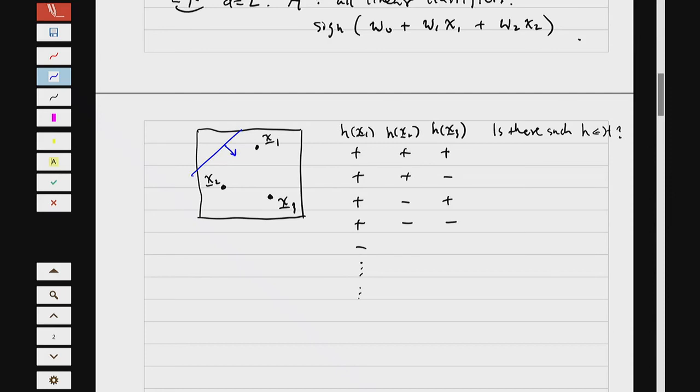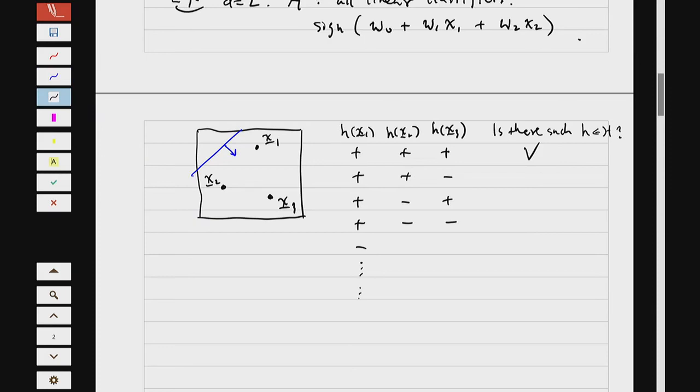This is a hypothesis, right? The blue line is a hypothesis, and this hypothesis will give us plus, plus, plus. So we're all set, right? We just say that there is such a hypothesis. And we can draw it. I can show you this line. So yes, this one can be done. Everyone okay?